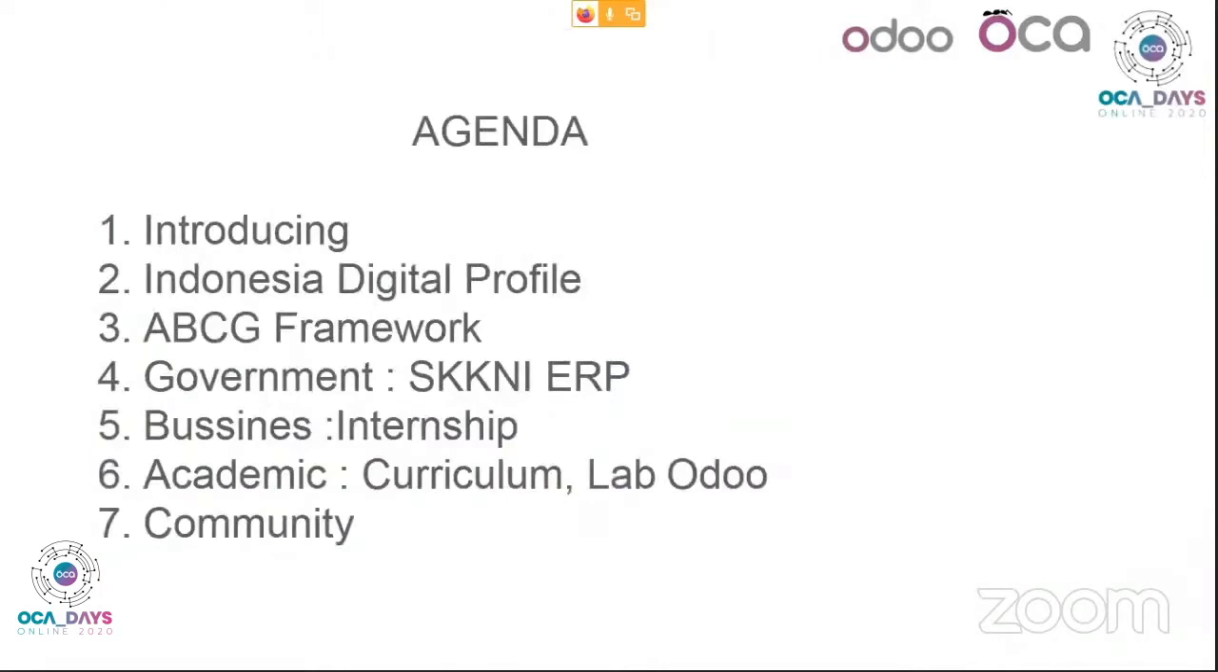This is the agenda: first, introducing; second, the Indonesia digital profile. This is the ABCD framework. ABCD means A is academia, B is business, C is community, and G is government. Government is SKKNI ERP, and business and internship, and academia curriculum.